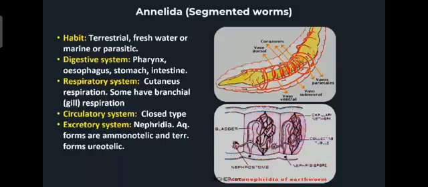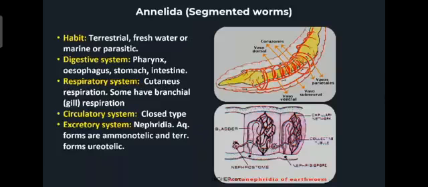Then now the important one, that is excretory system. So here the excretion is taking place through the excretory organs. The name is important here, that is nephridia. Clear? The nephridia, remember nephridia, it is the excretory organ. Okay.